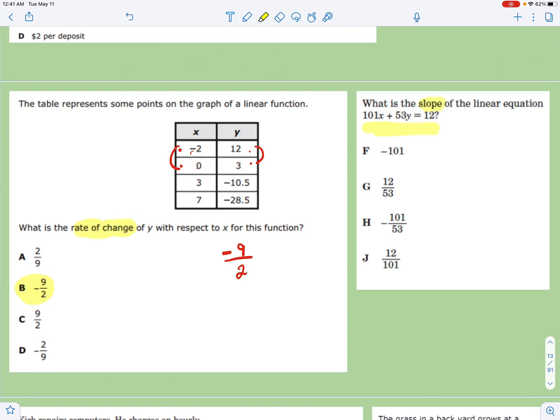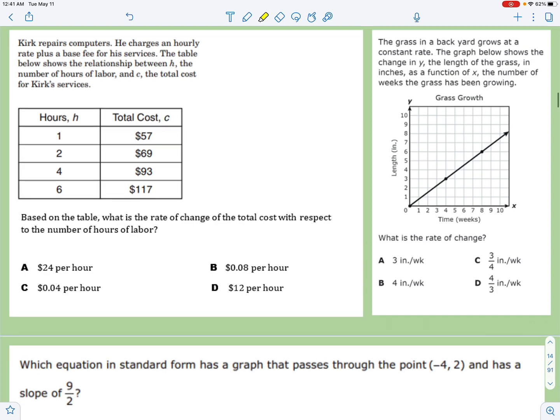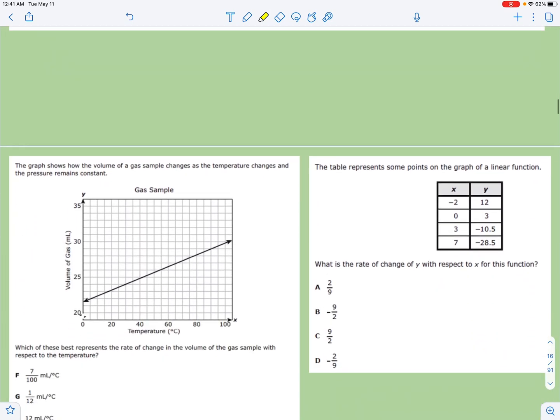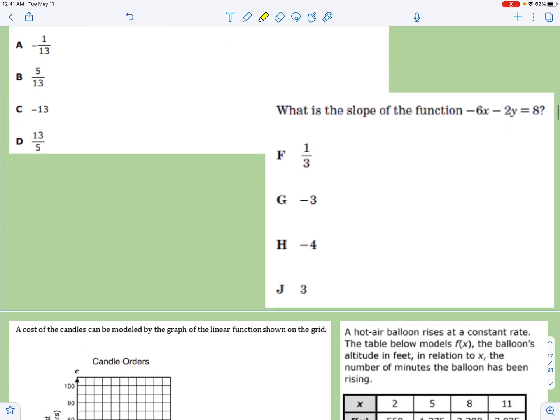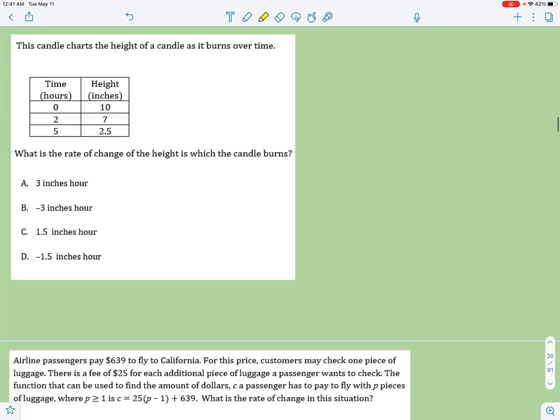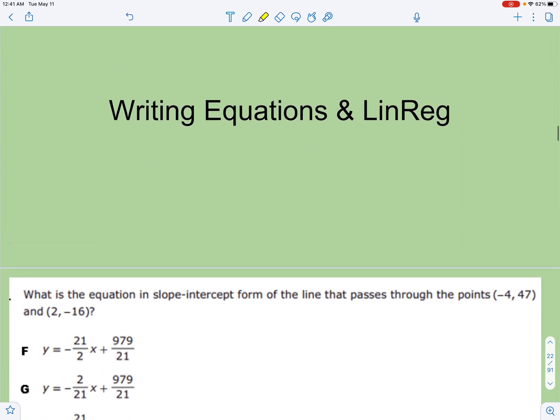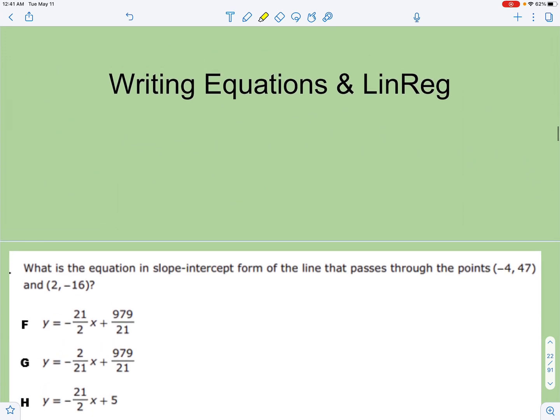Here, this is standard form, and we're asked for the slope. Don't forget, slope is given by negative A divided by B. So that's negative 101 divided by positive 53. The answer is H. I hope that you're getting the hang of this, because all of these, same thing. And now the next video will talk about writing equations.